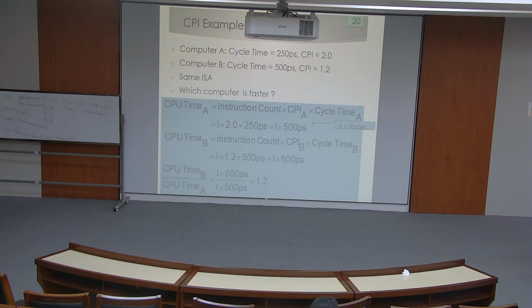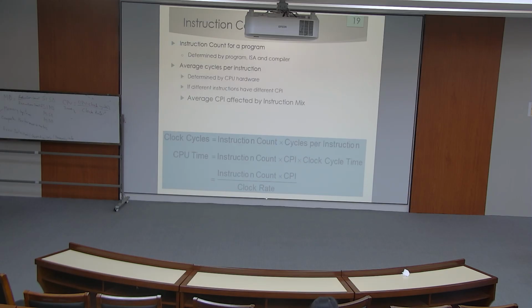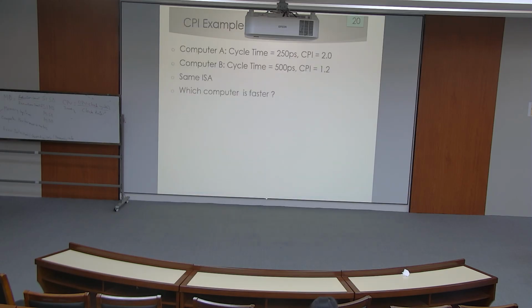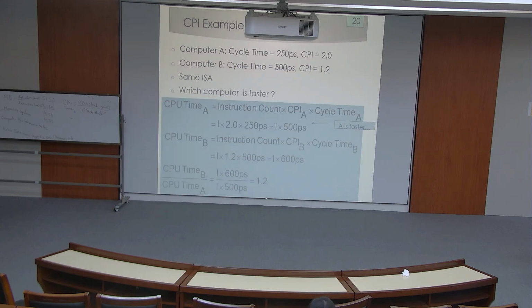Here we have another example for CPI, where we have computer A and computer B, and the cycle time as well as CPI, cycles per instruction. Now they have the same instruction set architecture, which makes the instruction count easy to calculate. We have the CPU time for computer A and the CPU time for computer B. Then we can find out which one is faster, since they have the same instruction set architecture. Question?